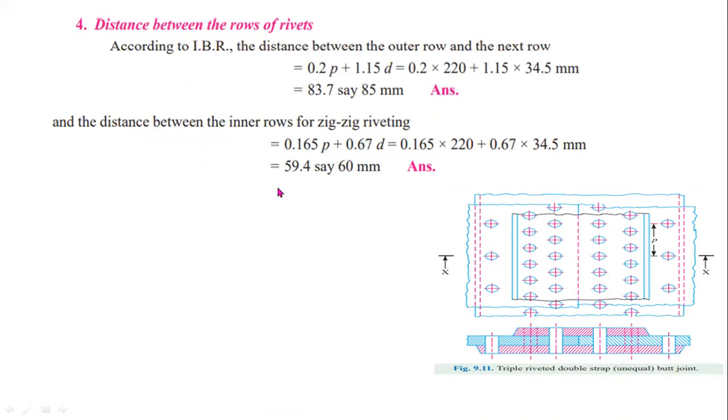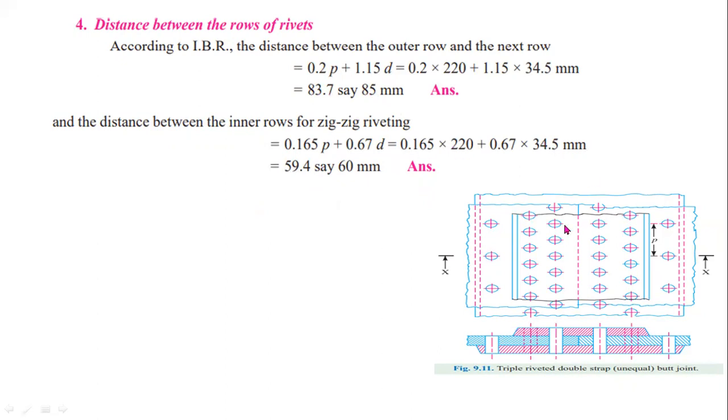In the fourth step you have to determine the row pitch or back pitch. The distance between two successive rows of rivets is called row pitch or back pitch. This is the formula for determining the distance between the two rows. Here 85 mm is the distance between two rows of rivets.